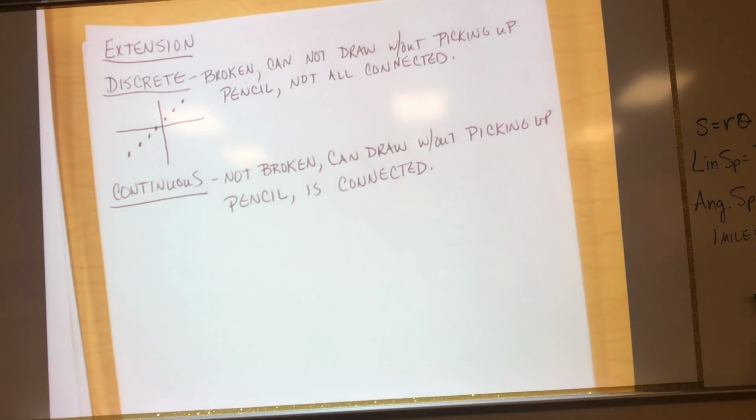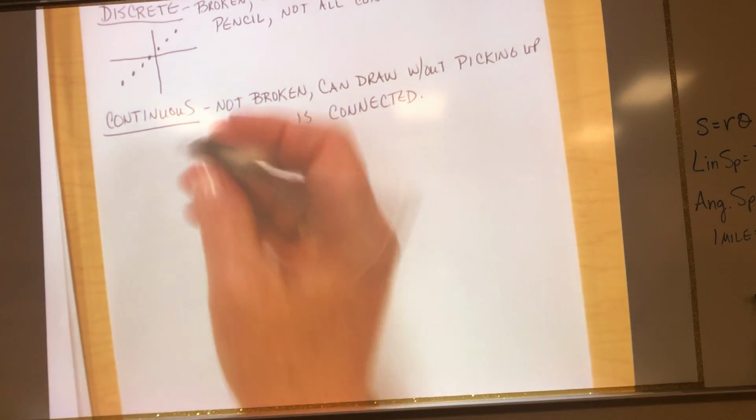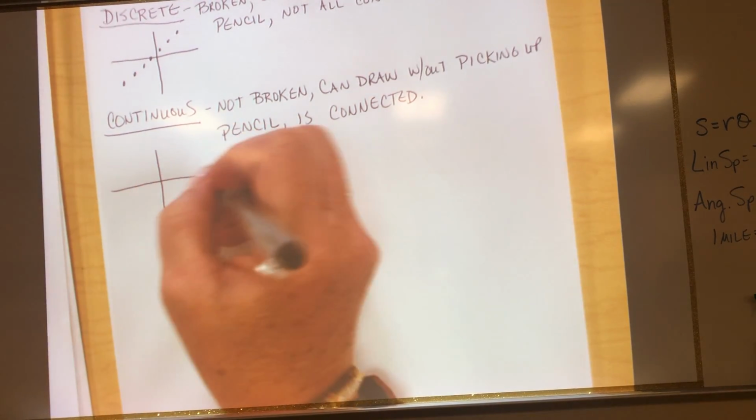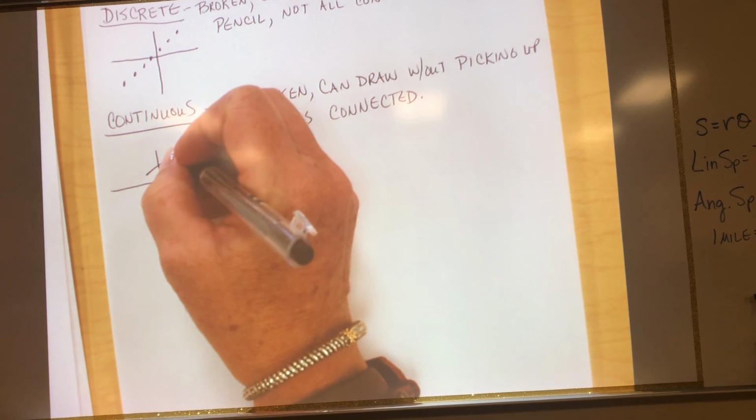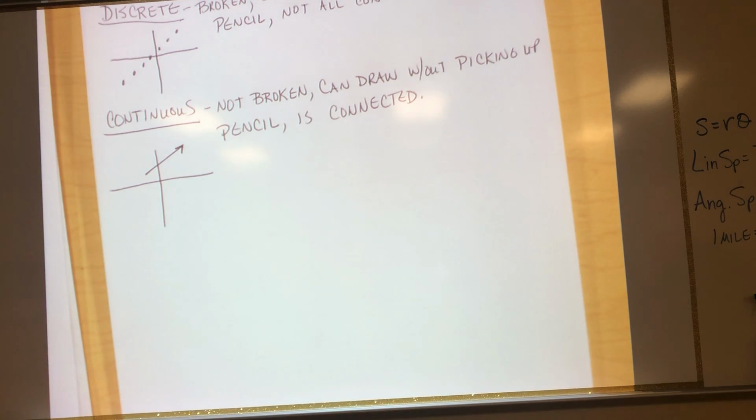Do you see how he's broken? You can't draw that without picking up your pencil. Okay? You have to pick up your pencil. Whereas this is what a continuous function might look like. Now, it could go on in both directions. This one doesn't. It starts one place and then goes up.